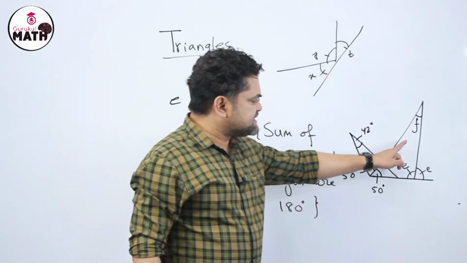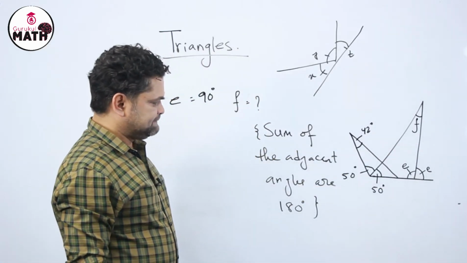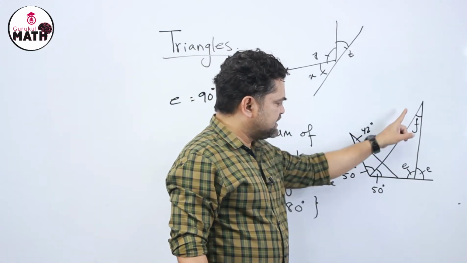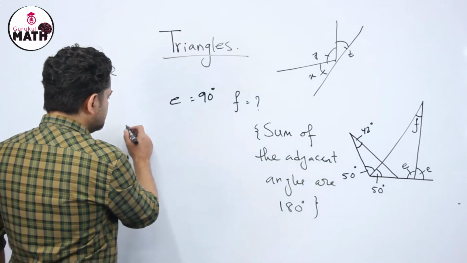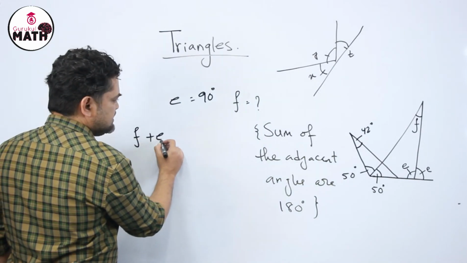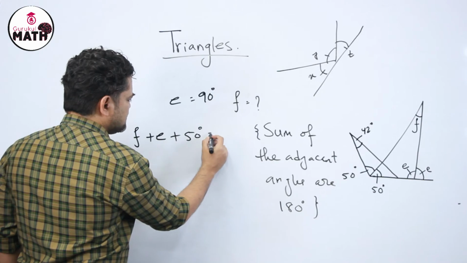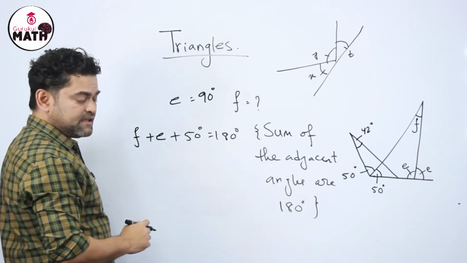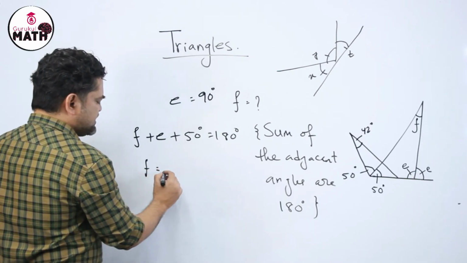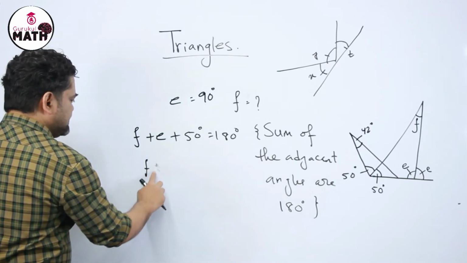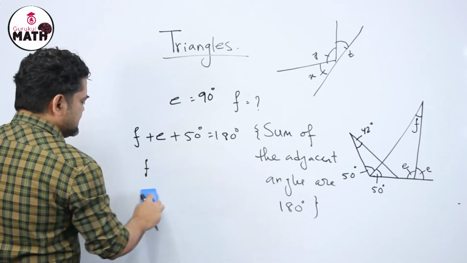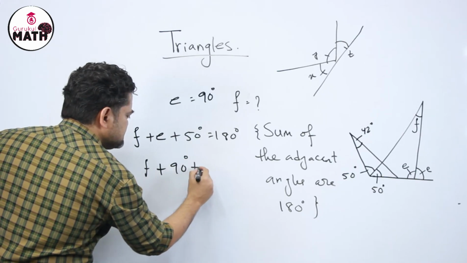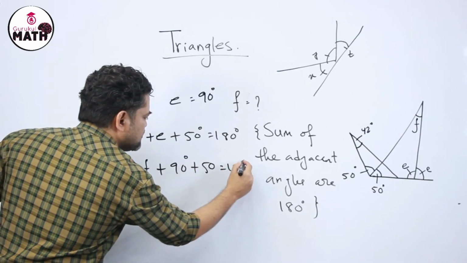Now if I consider this f, how will I get it? These three angles, if we see carefully, these three angles make 180 degrees. So I'm writing here f plus e plus 50 degrees equals 180. Look at it very carefully. So instead of e, now I can write here f plus e, and the e value we have already found, 90 degrees. So f plus 90 plus 50 equals 180.